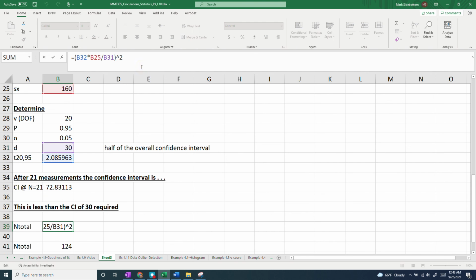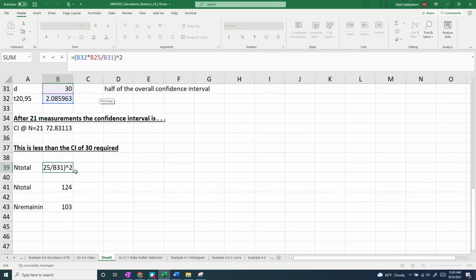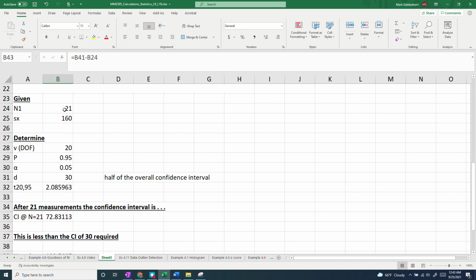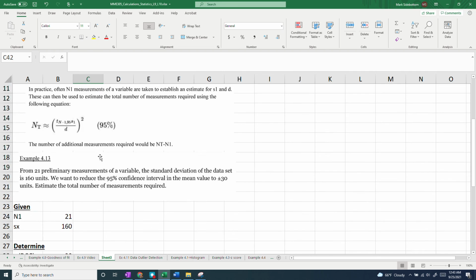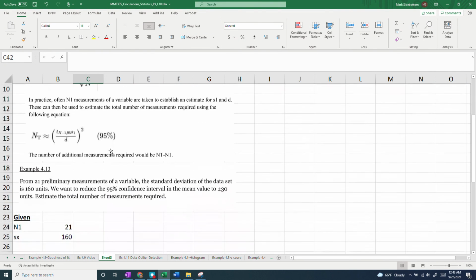To determine the total number of measurements we need, we take the standard deviation, multiply that by the t-score, and divide by our d value. When we did that, we got around 124 total tests that were needed. To determine the amount of remaining tests, we just subtract the current number of tests that we took, 21, from the total 124 to get 103 remaining tests. So this is how you can go about determining how many tests are needed to properly sample a population.